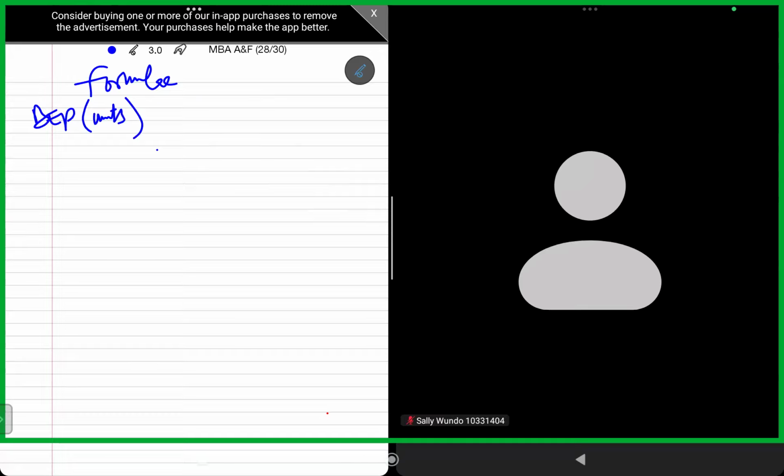So break-even point in units, the formula to come to mind is fixed costs, let me write FC, over contribution margin. What is contribution margin? Contribution margin simply means contribution per unit. So we'll be given our total fixed costs, and then we would go in and solve for our contribution margin.